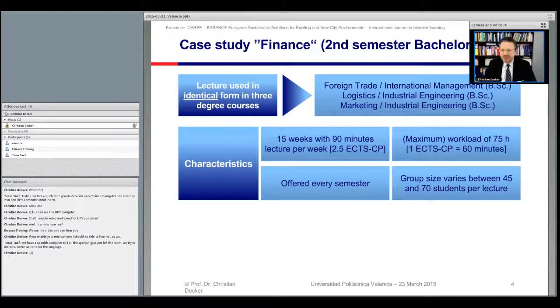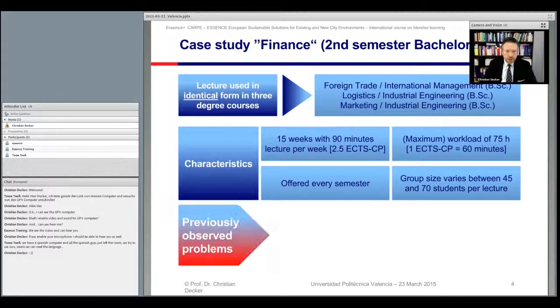You may know that or you may not. That's just the way it is at Hamburg University of Applied Sciences, that some students get lost over the semester for various reasons. And that was also one reason for me to restructure the lecture. So on average, every semester I have between 150 and 200 students who participate in my lecture Finance.